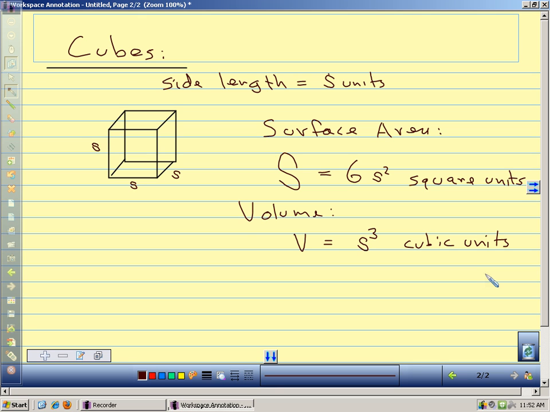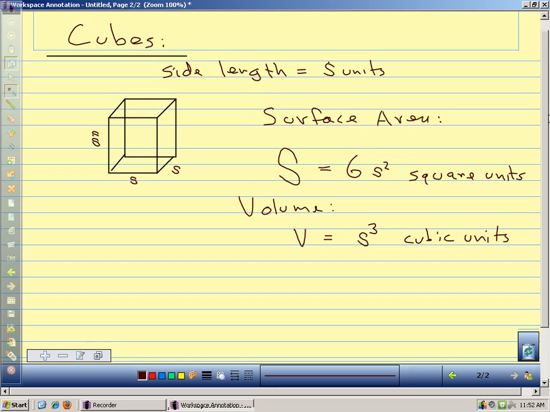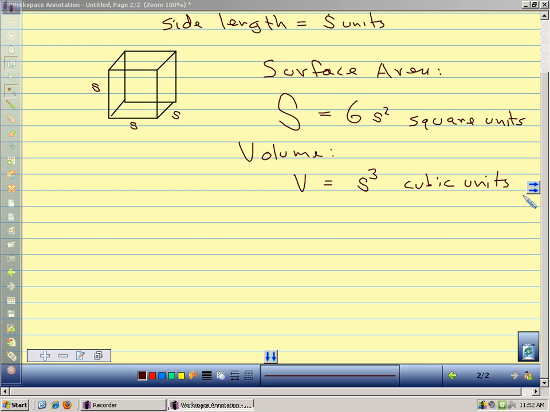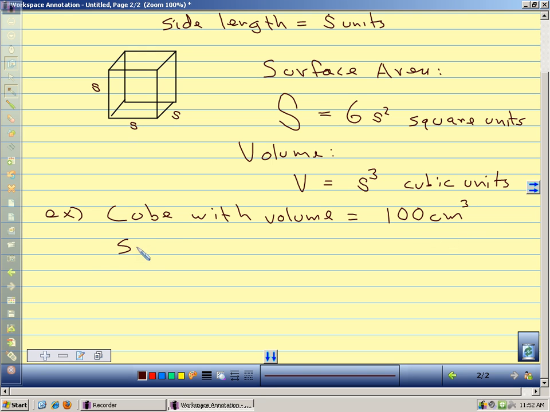The problem that gets a little more tricky, and we need to learn how to use a new key on our calculator, is when we have the volume and we need to figure out the side length. So let's look at an example of that. So let's say we have a cube with volume equal to 100 cubic centimeters. And we want the surface area.